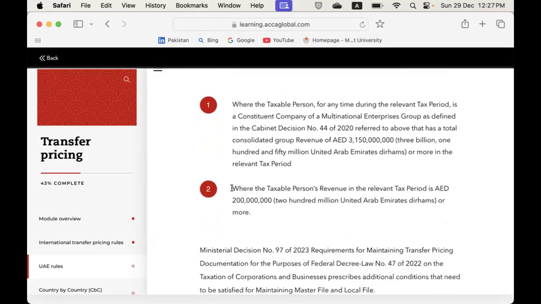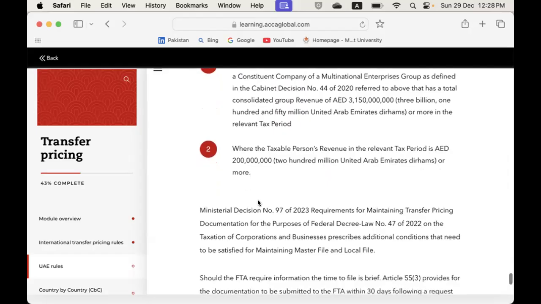But this is the interesting part, which I had mentioned to you earlier, if you remember, where a taxable person's revenue... Now there is no mention in this about multinational. Can you see? It does not say MNE. It does not say constituent entity. Where a taxable person's revenue in the relevant tax period is AED 200 million or more, then by default, maintaining a master file, local file, all the transfer pricing documentation will become applicable.